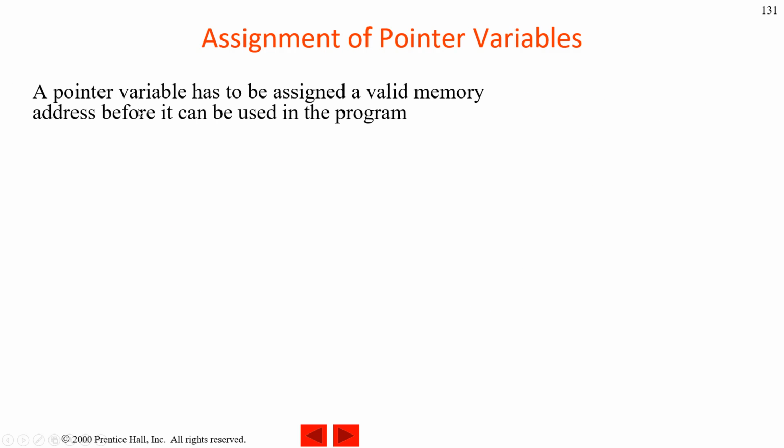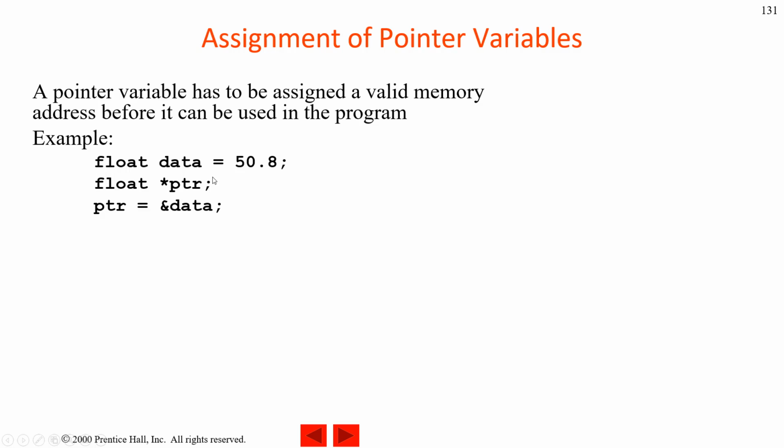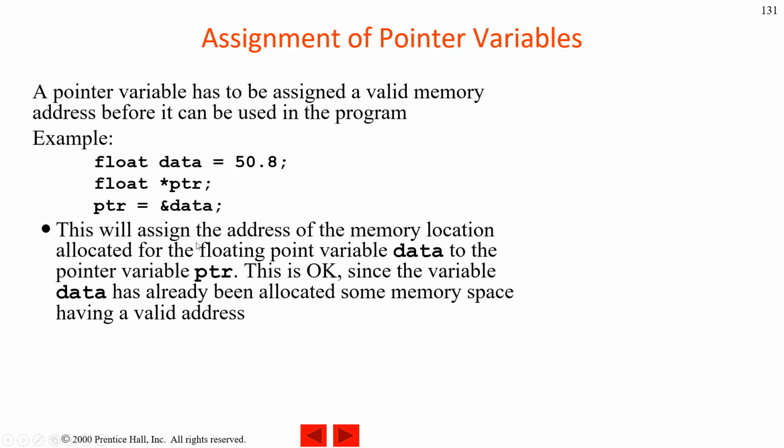So a pointer variable has to be assigned a valid memory location, and so float data equal to 50.8. So data is a variable. Float asterisk PTR, and PTR is equal to ampersand of data. So this is a pointer, it must contain an address, and here we are assigning it the address of data. So this will assign the address of the memory location allocated for the floating point variable data to the pointer variable PTR. This is okay since the variable data has already been allocated some memory space having a valid address.